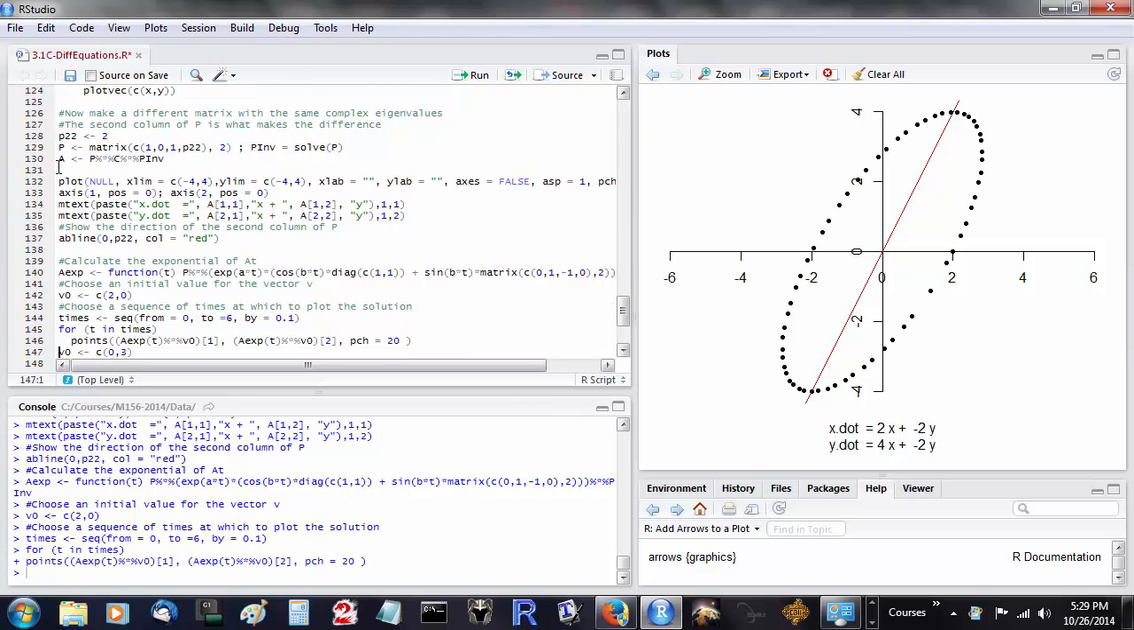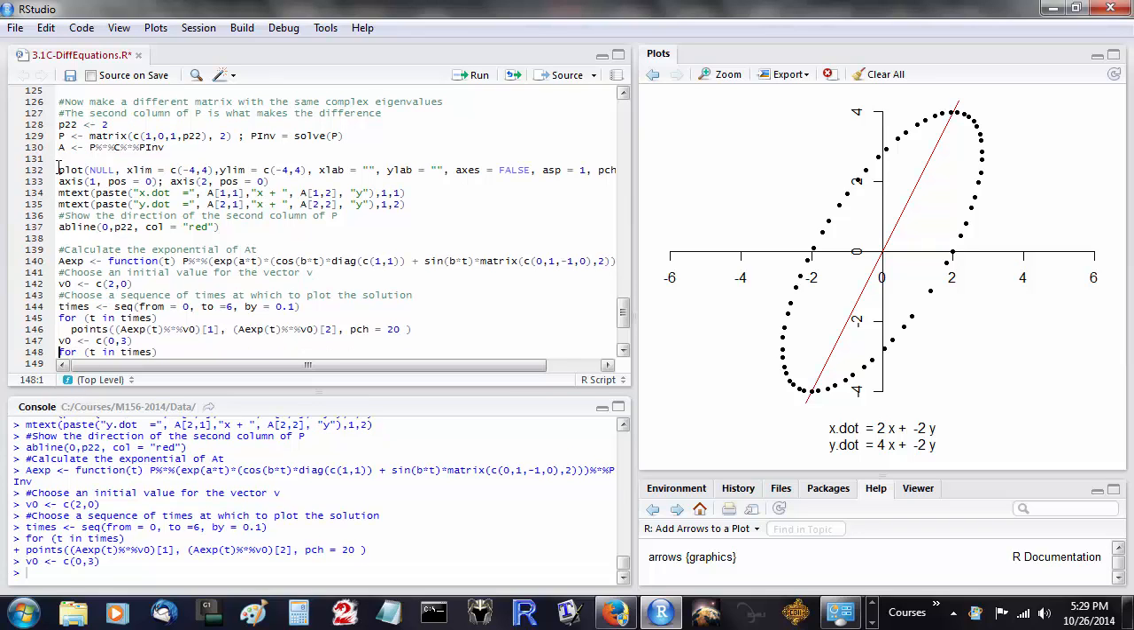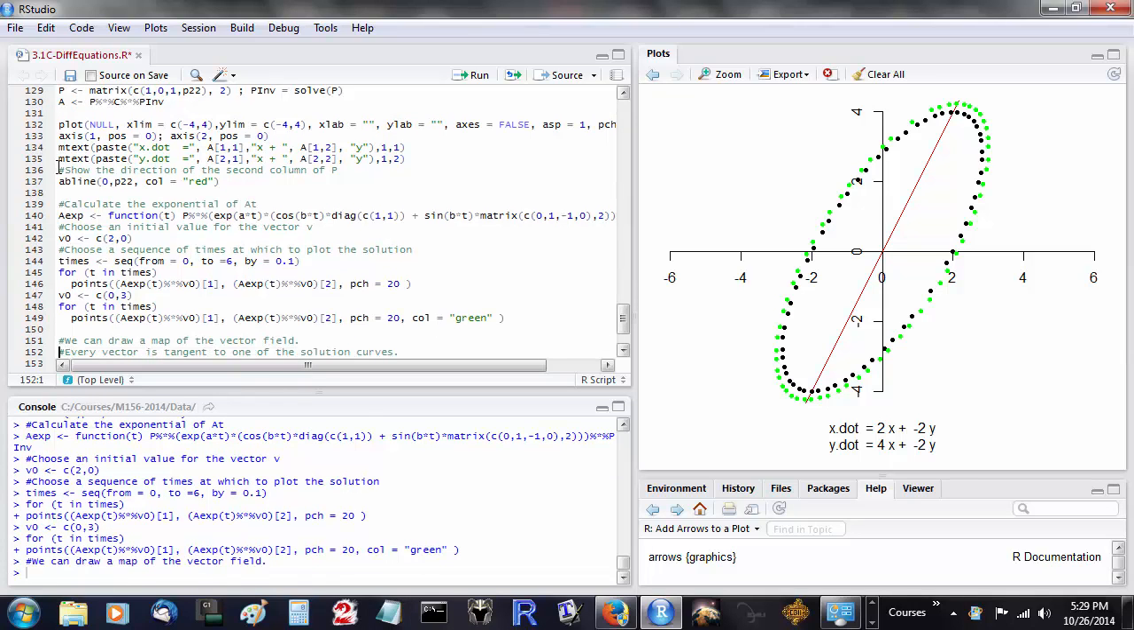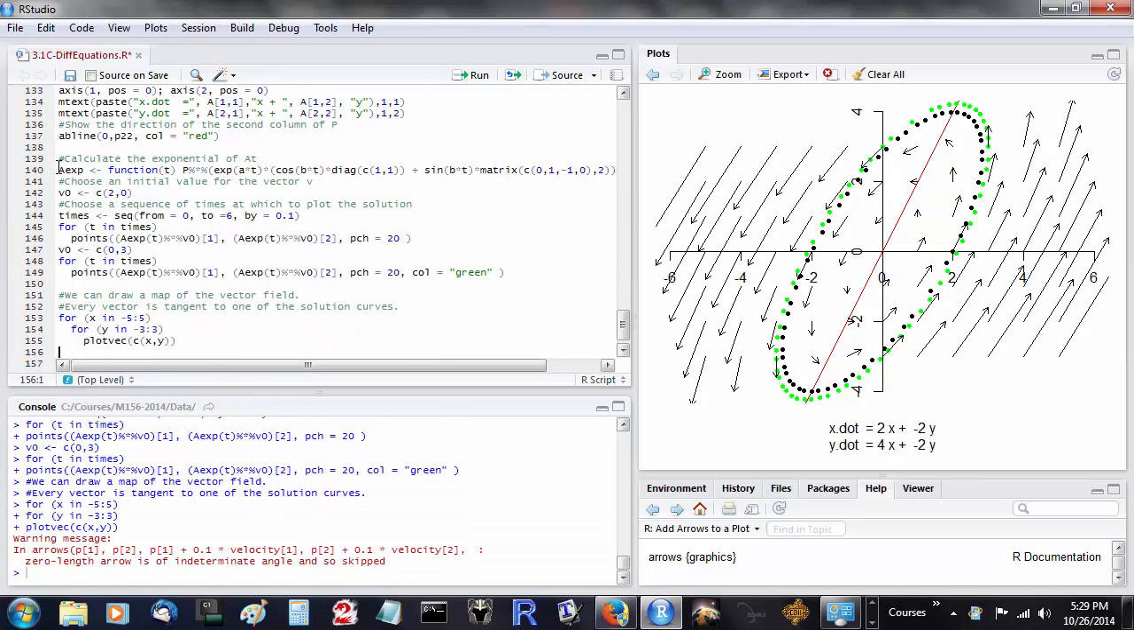And in this case, I get not circles, but ellipses. And to my surprise, the direction of the red line, I'm not sure is precisely the major axis of that ellipse, though it's close. And the same thing happens with a second choice for my initial value. And when you draw the map of the vector field, it again appears that the long vectors are parallel to the red line.